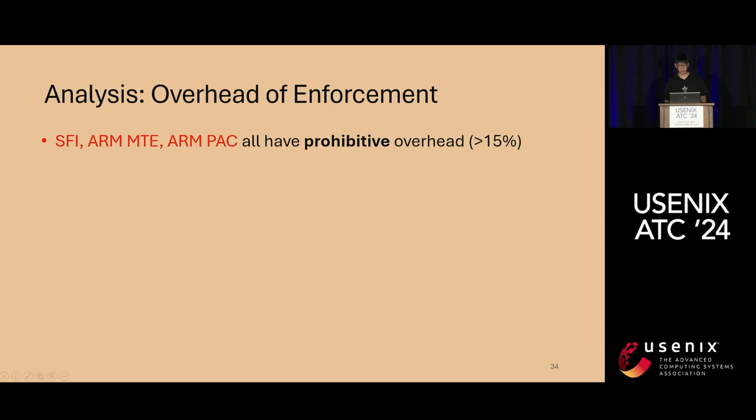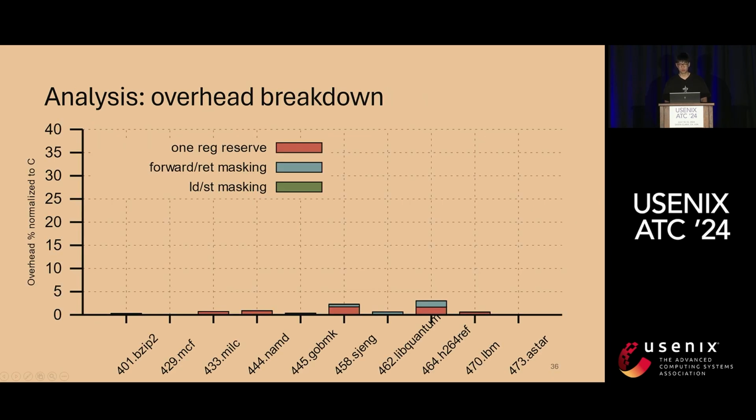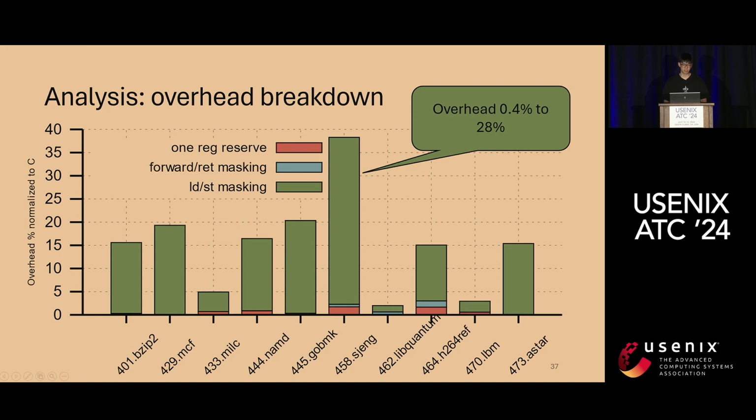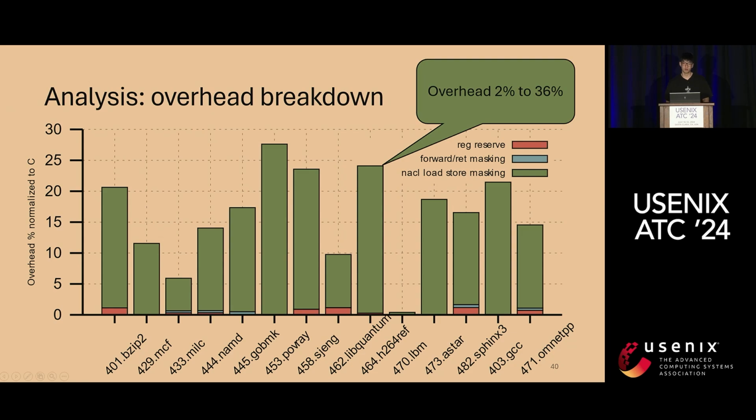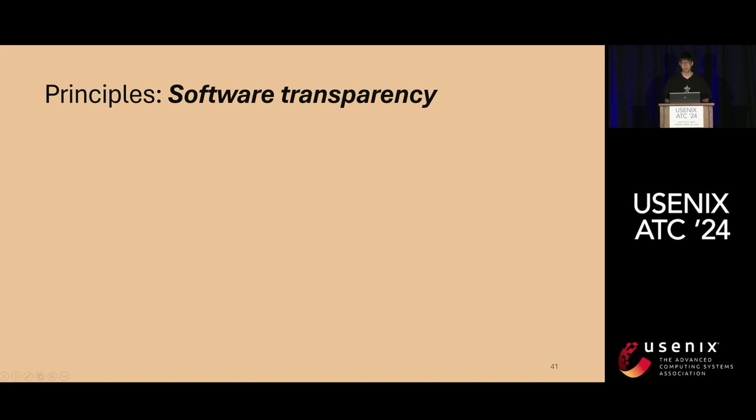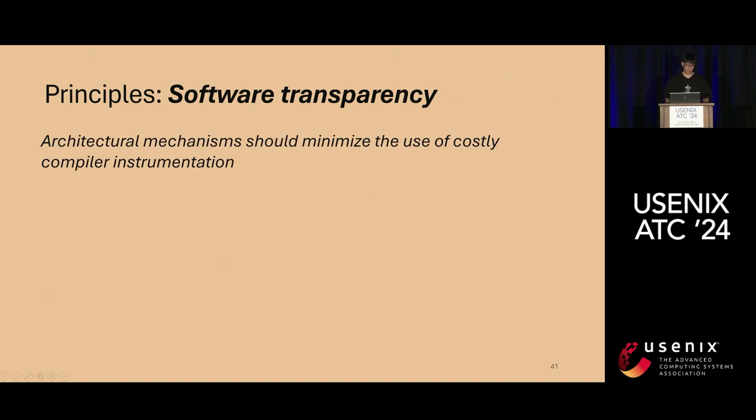From the benchmarks, we can clearly see that SFI, MTE, and PAC all have prohibitive overhead, all over 15%. To better understand the source of overhead, we'll do a detailed breakdown. Reserving one register and forward and return edge checking only have 0 to 3% overhead, whereas the masking instruction in front of every load and store has up to 20% overhead. Similar to ARM, that instruction has up to 36% overhead. This brings up the first principle, software transparency. Isolation mechanisms should minimize the use of compiler rewrites because it affects performance dramatically.